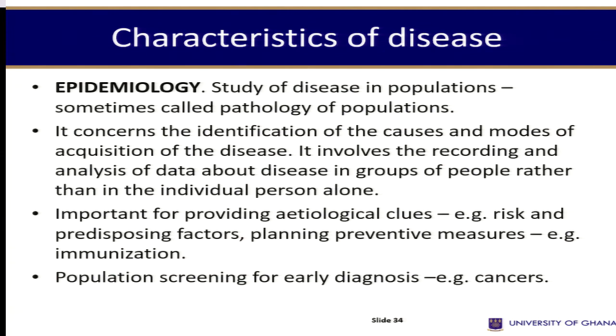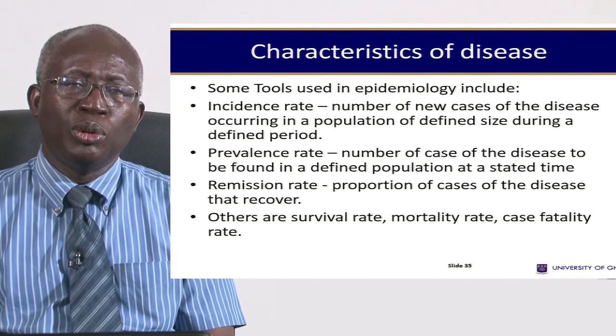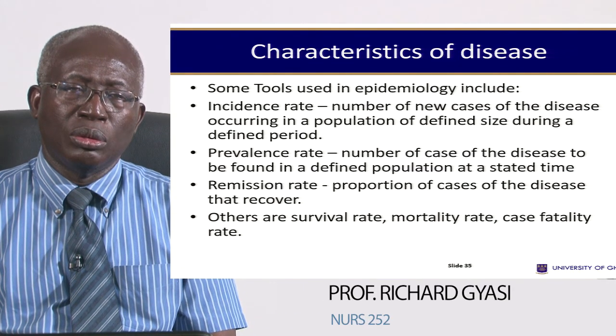It is important for providing etiological clues, the risk factors, predisposing factors. You can use it to plan preventive measures, for instance, immunization, population screening for early diagnosis, for instance, for cancers. These are important uses of epidemiology. They also have tools. You calculate rates to help you predict and to plan.